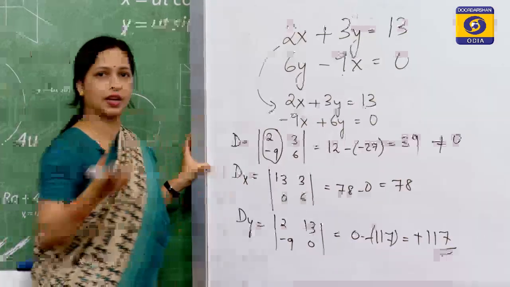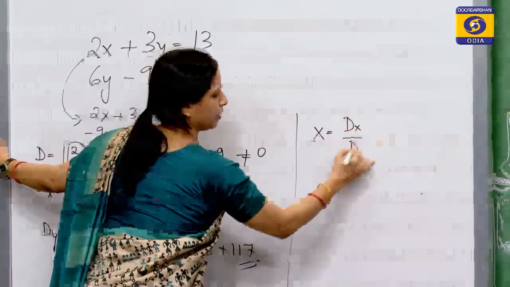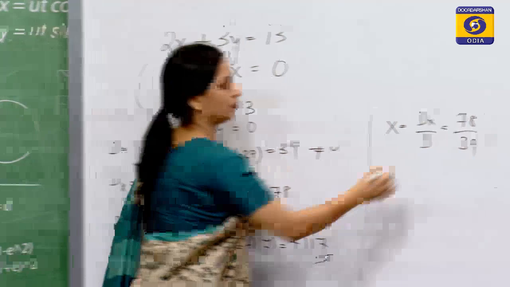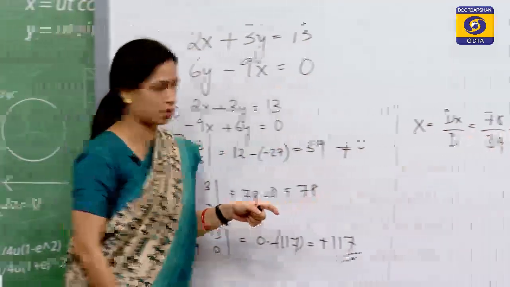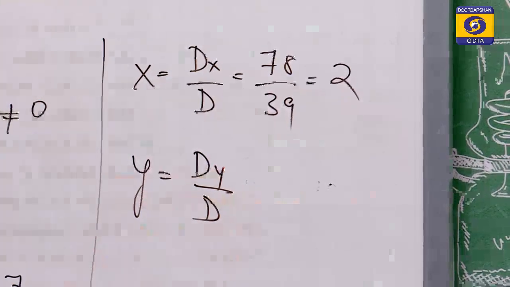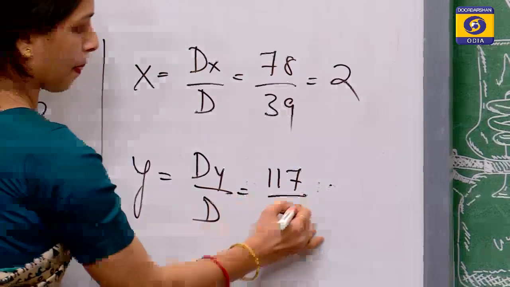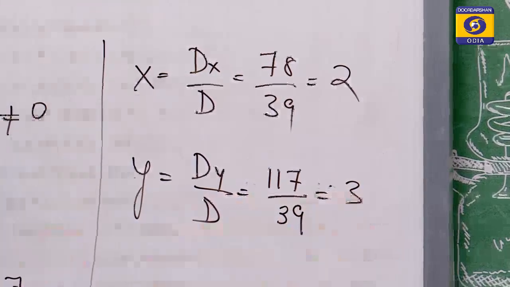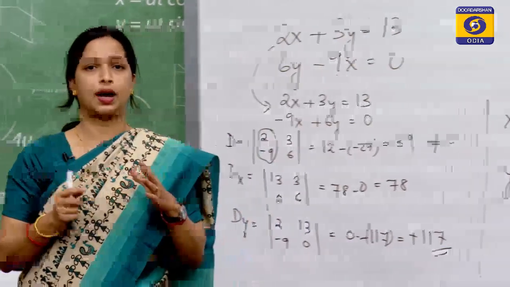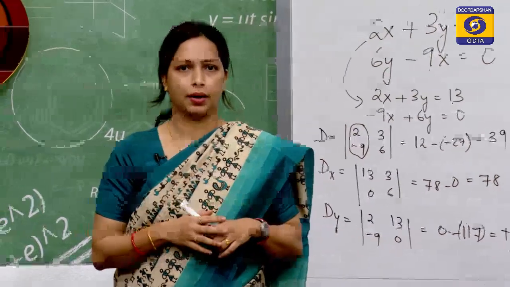Okay. Now, we can find the values of x and y. x equals dx by d. So, that is 78 by 39, that is 2. The value of x is 2 and the value of y is dy by d. So, dy is 117 divided by d, which is 39. So, the value is 3. This is how we can use Cramer's rule to find out the values of unknown variables when there is an order 2 determinant, right, when there are 2 unknown variables, say x and y.